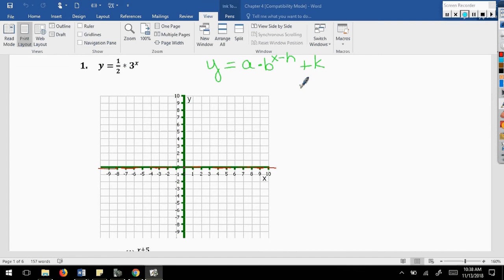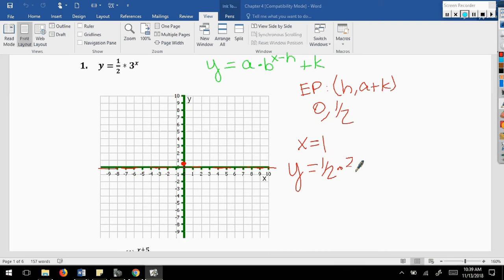Now my easy point, remember, is going to be h, a plus k, but it's going to have to be the opposite sign on the h, same sign on the k. So the easy point here is going to be 0, 1 half plus 0, which is 1 half. Okay, so 0, 1 half. Now I need another point, so I'm going to plug in 1. When I plug in 1, I get y equals 1 half times 3 to the first power, which would be 3 over 2. So the point is 1, 3 over 2.